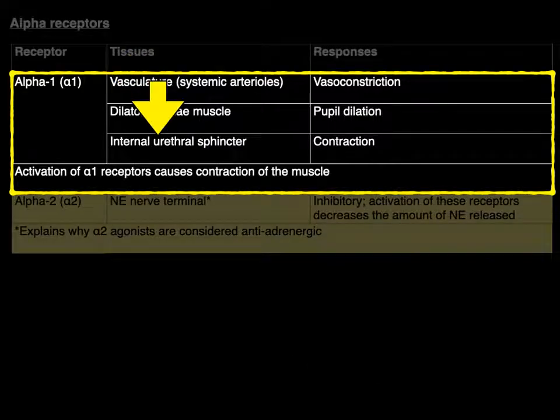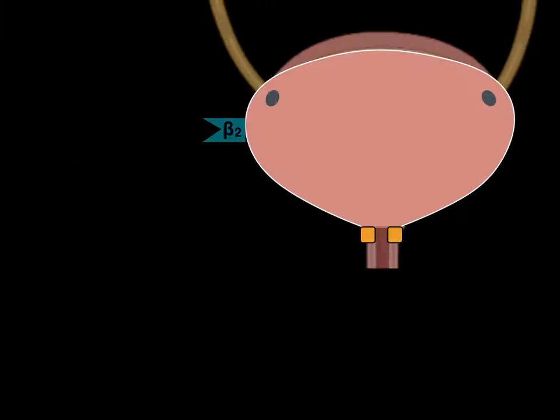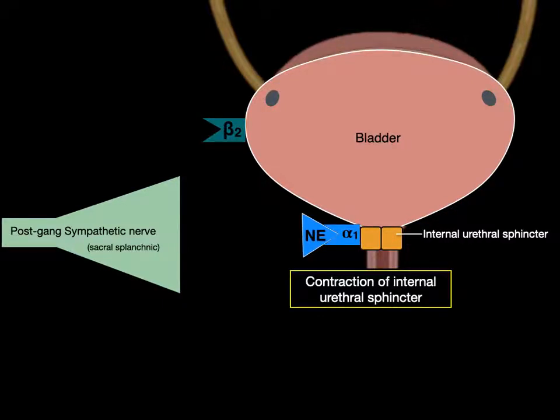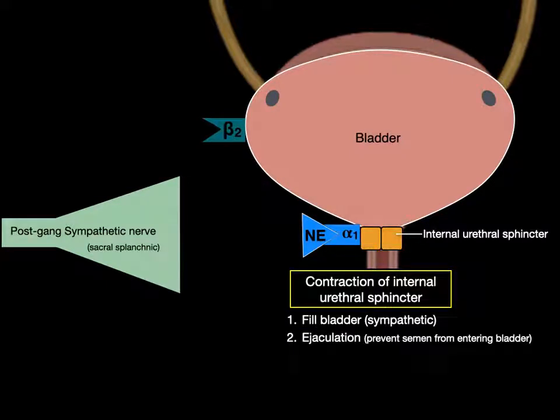Now, the internal urethral sphincter, when alpha 1 receptors are stimulated, causes contraction. Here is the bladder with the internal urethral sphincter at the neck of the bladder, which has an alpha 1 adrenergic receptor. So when sympathetic neurons release norepinephrine, you get contraction of the internal urethral sphincter. So filling the bladder is a sympathetic action, where parasympathetics empty the bladder. And during ejaculation, this is to prevent semen from going back into the bladder.